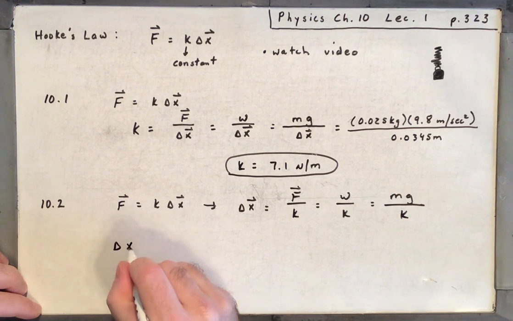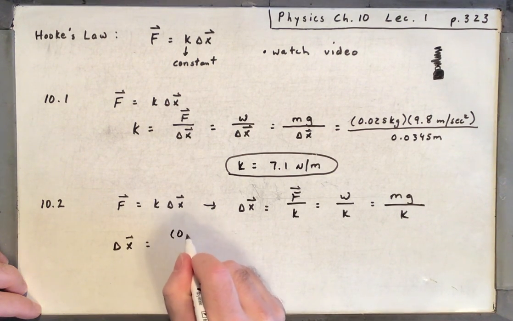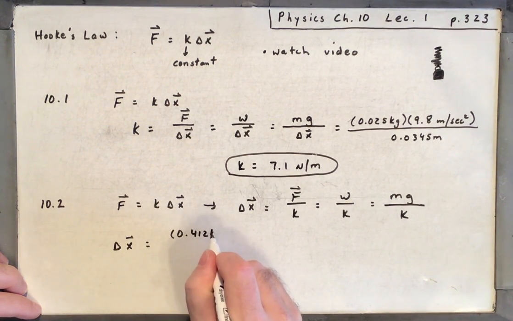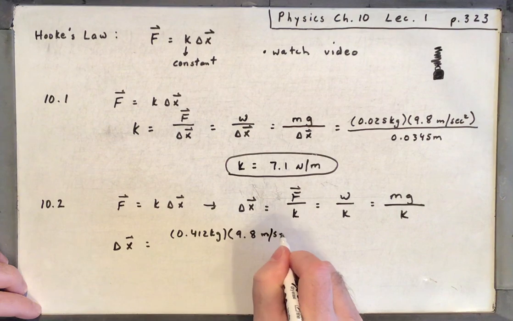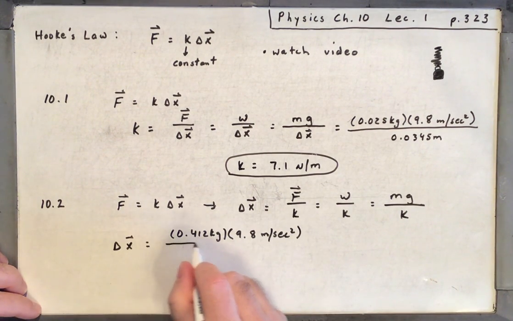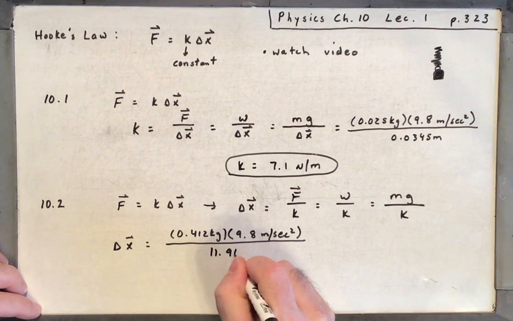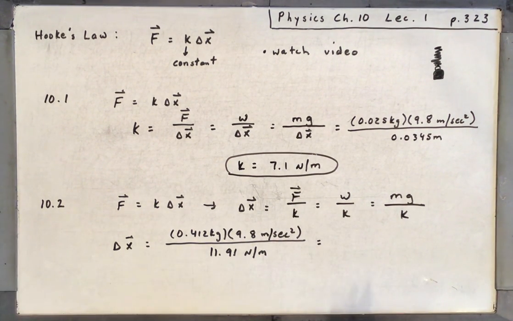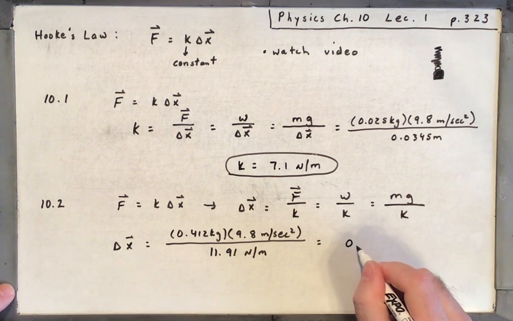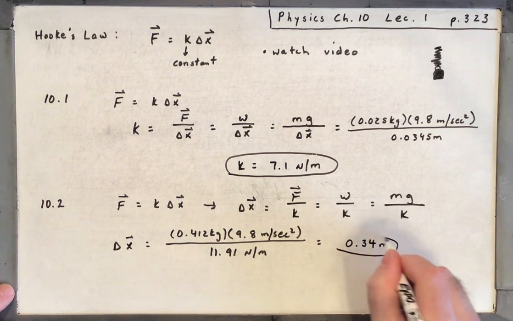All right, so delta X, let's plug those numbers in. 412 grams would be 0.412 kilograms. Gravity is 9.8 meters per second squared. And then it says the spring constant was 11.91 newtons per meter. All right, plug that into the old calculator and you'll get 0.34 meters. That's 34 centimeters, quite a stretch. That's quite a long spring there.